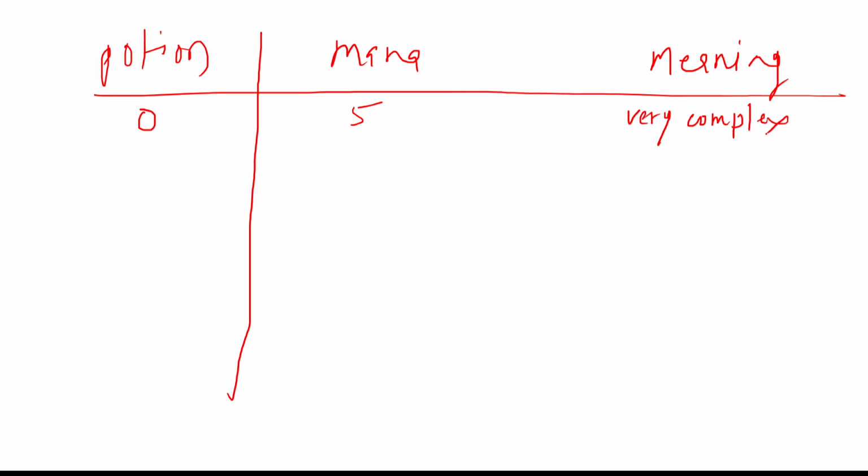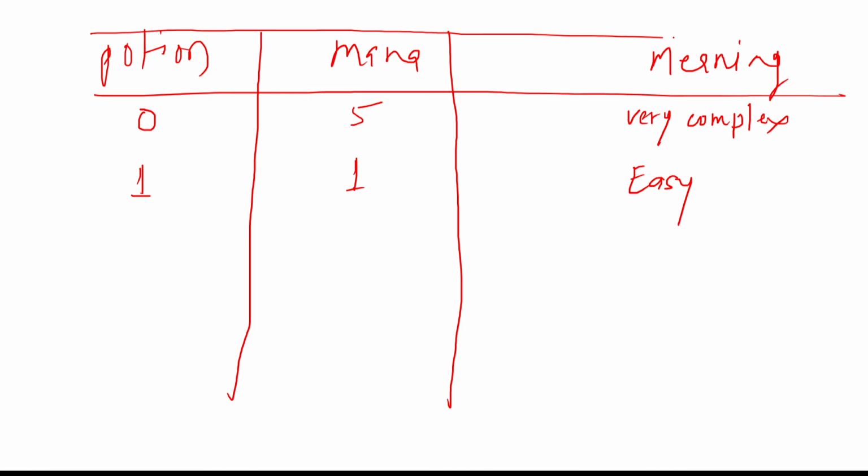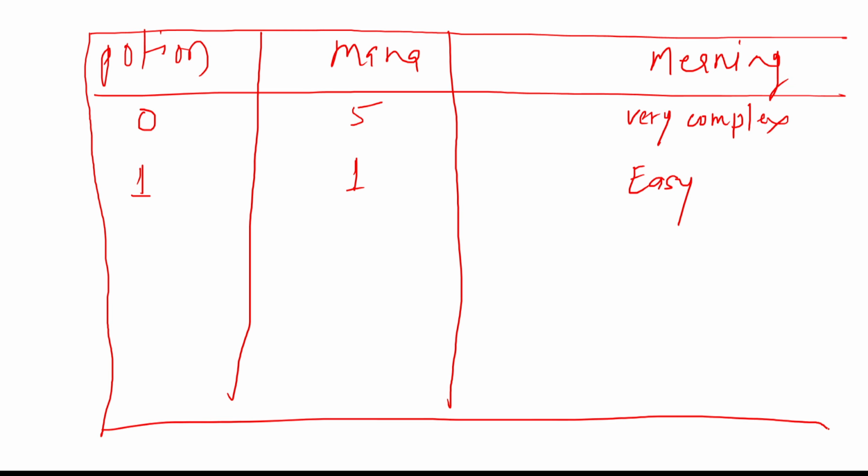It's very complex, can I say? When portion is 0, mana is 5. So it is very complex because it takes a lot of time. When we say portion is 1, mana is 1. It means it's easy. We are talking about the difficulty, based on the portion and its mana. So when we completed this portion, what is the mana? If mana is coming more, it means it's easy or complex, we will say.